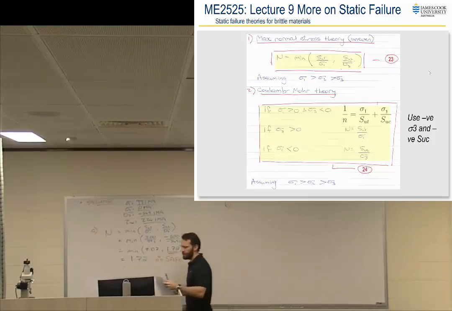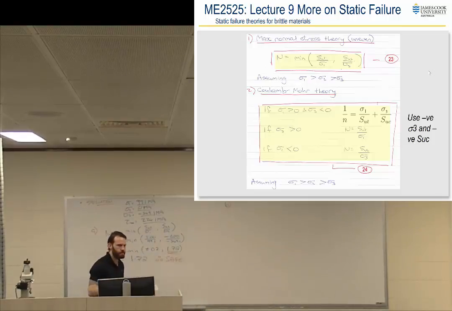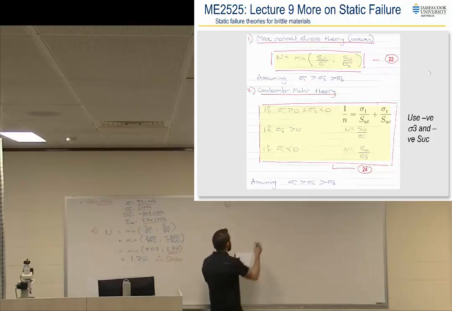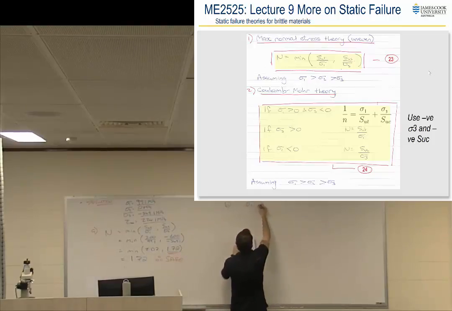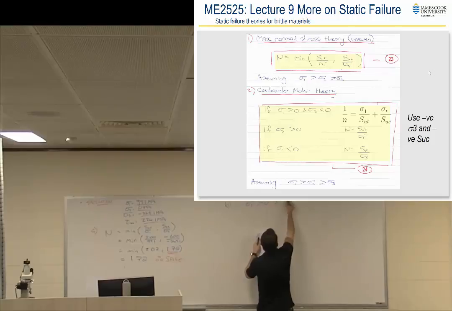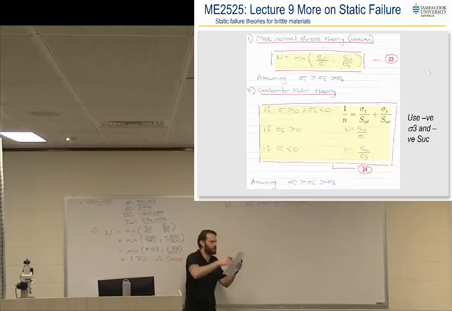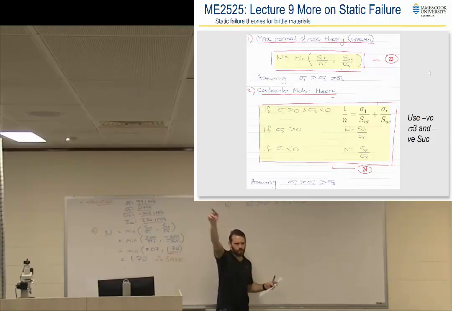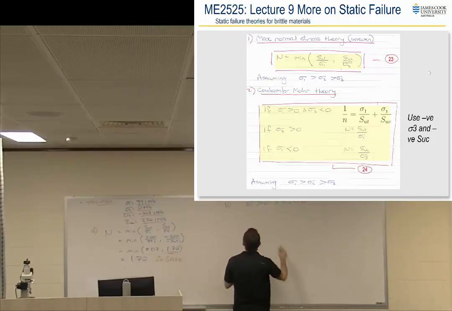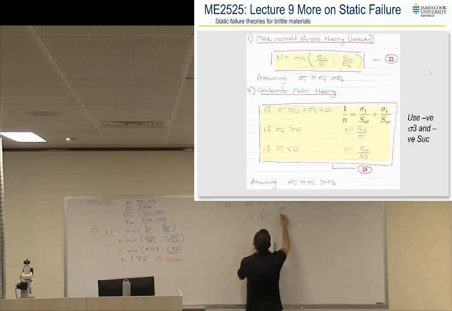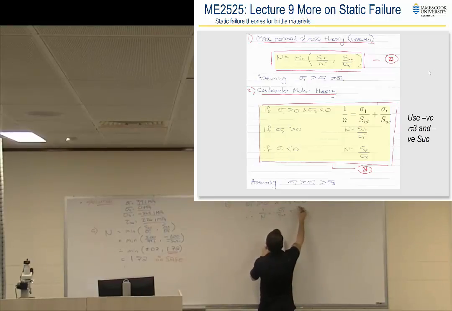Which of those three categories are we in? First one. So sigma 1 is greater than 0, and sigma 3 is less than 0, which means we're in the bottom right-hand quadrant, which means we have that line that we need to work out whether we're inside or outside. So therefore, 1 on N equals sigma 1 on SUT plus sigma 3 on SUC.